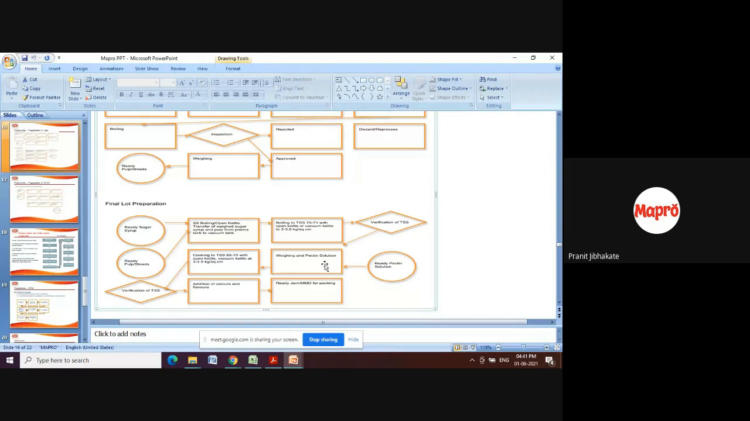Then again we have to heat it to, sorry, 69 to 70. Why are we keeping it 69 to 70? These are our own standard. These are Mapro standard. We can keep it to 65 also, but we are keeping it to 69 to 70 degree. Okay.